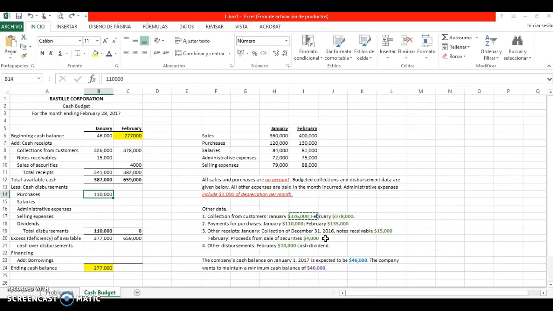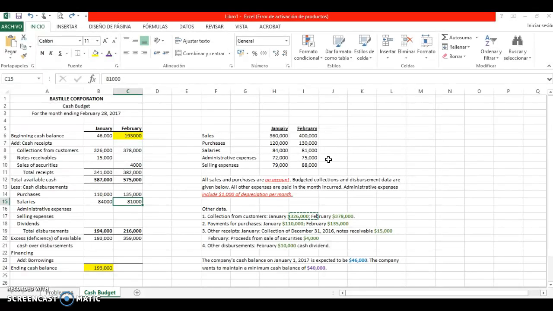Then we're moving on to cash disbursements, which we can read in purchases, that they're going to pay payments in January $110,000 and February $135,000. Afterwards, we take the totals from the column up here. So for salaries, we have $84,000 for January and $81,000 for February.